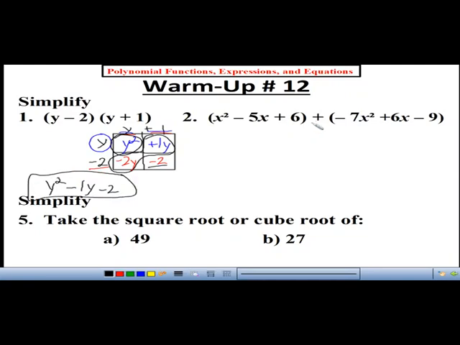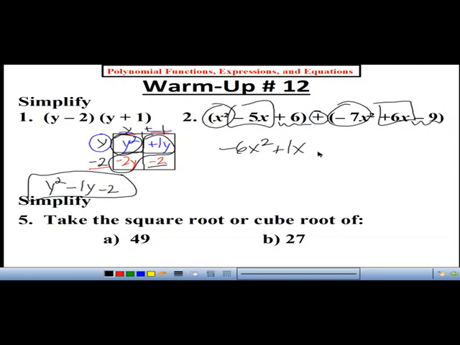All right, from there, we go to this one. Remember, first thing we check to see if there's additional subtraction. There is, so I don't need to multiply. That means I just combine x squared and -7x. That's -6x squared. -5x and +6x, that's +1x. And then +6 and -9, that's -3.